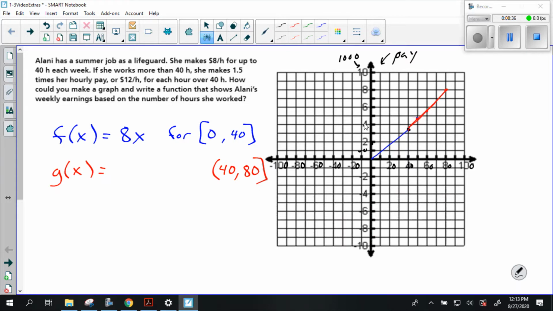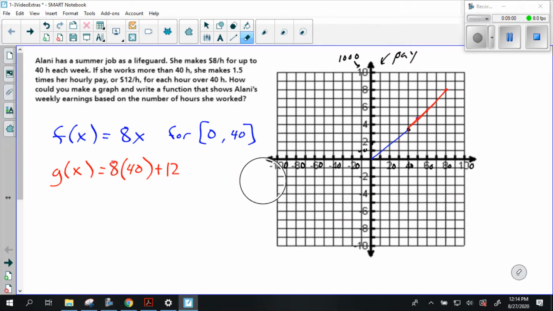Okay, how did we calculate this? We took our 8 times 40. That's going to be the money that she makes for normal hours, right? And we are going to add it, right? We're going to multiply times 12. But there's something weird going on, and I'll put this back here in a second. And that is that if I just put 12x like I had before, it's going to start us here at 40.